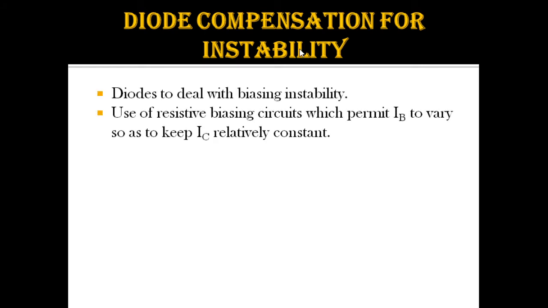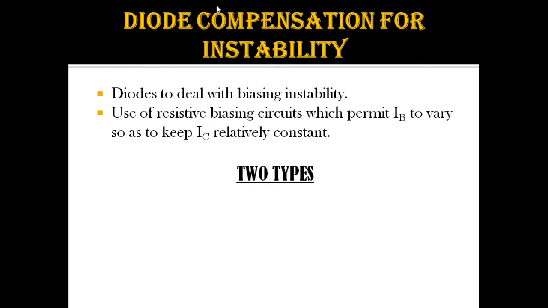These are the circuits that implement compensation techniques using diodes to deal with biasing instability. The stabilization techniques refer to the use of resistive biasing circuits which permit IB to vary. IB means base current, okay? IB varies so as to keep IC relatively constant. IC means collector current, okay?